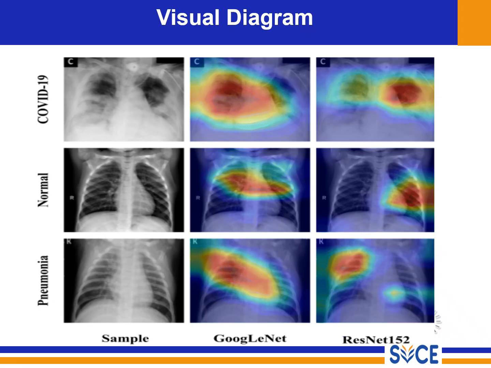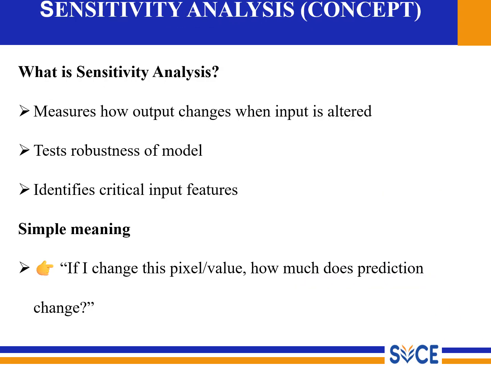This is a visual diagram of the analysis concept here. Sensitivity analysis is a technique used to measure how changes in input affect the output of a model. It helps in identifying which features are most important for a prediction. In simple terms, it answers the question: if I change this input value slightly, how much does the output change? Again, I repeat the question: if I change this input value slightly, how much does the output change?